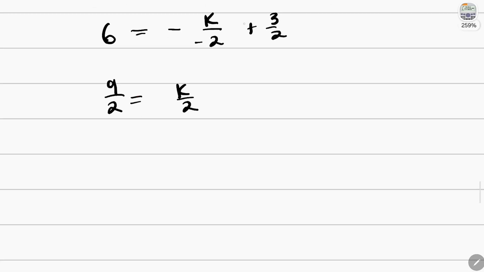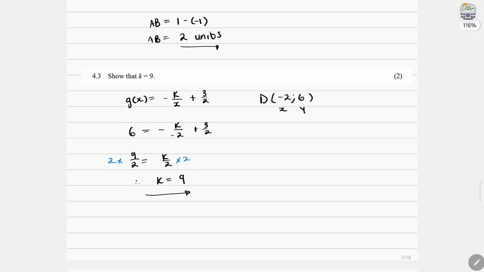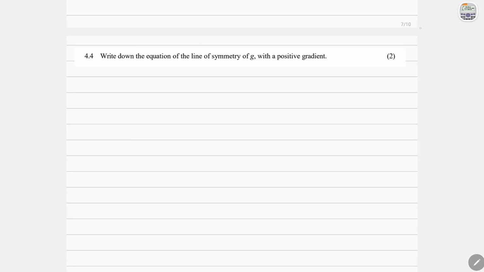You can already see what k is. If you just get rid of the 2 by multiplying both sides by 2, you can see, of course, the denominators are the same. So the numerators must be the same for this equation to be true, for the left to be equal to the right. So, finally, k really is equal to 9. And that is our answer. Moving on to the next question.